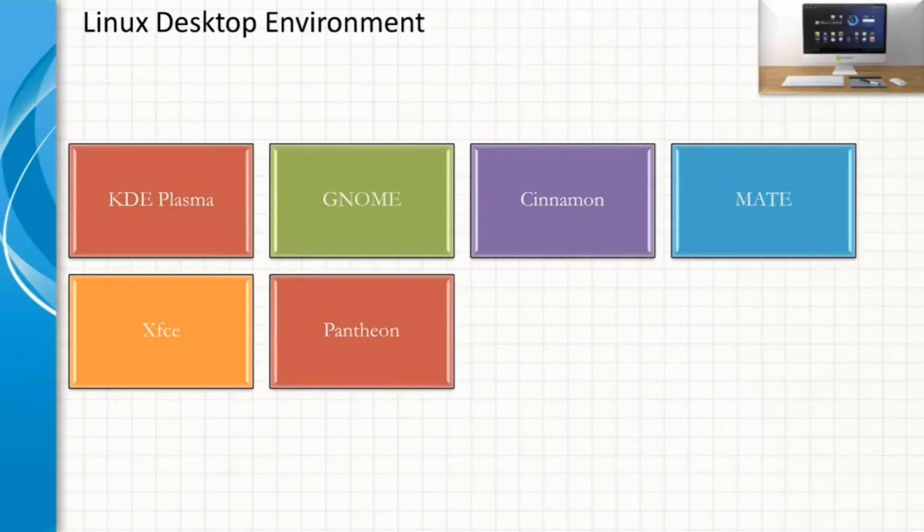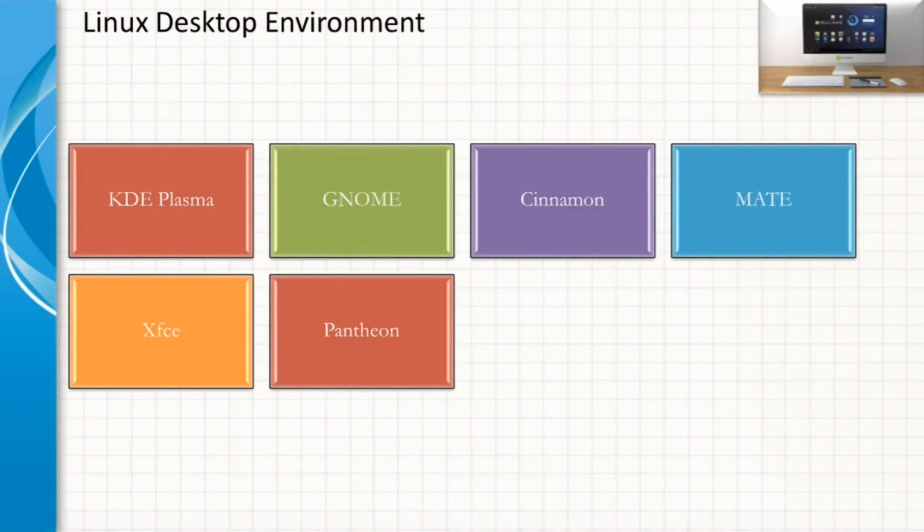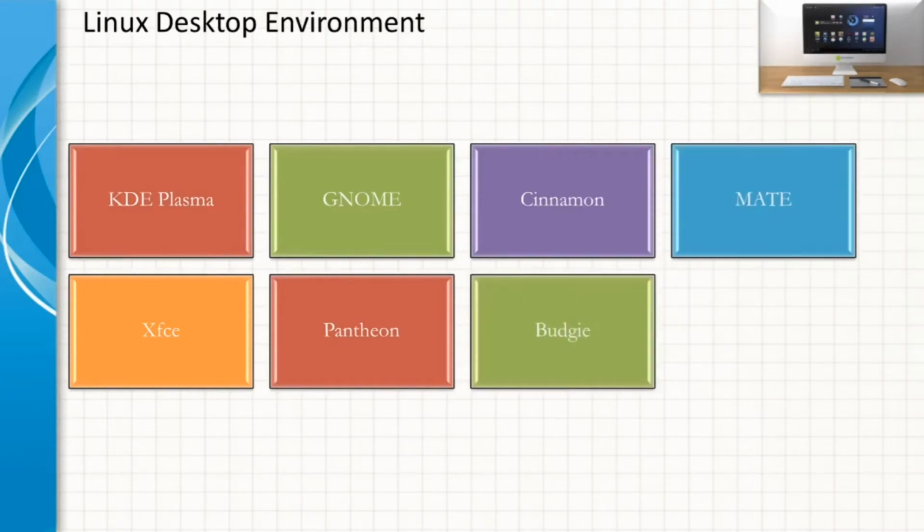Pantheon. Pantheon Desktop is the default desktop used by the Elementary OS Linux system. It is written from scratch using Vala, an object-oriented programming language, and the GTK3 toolkit. It is widely known for its highly polished appearance. However, Pantheon is the least customizable desktop.